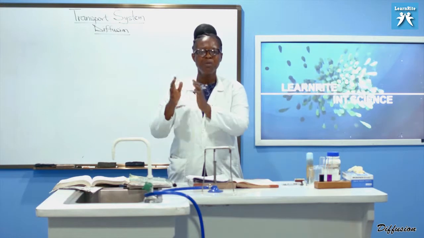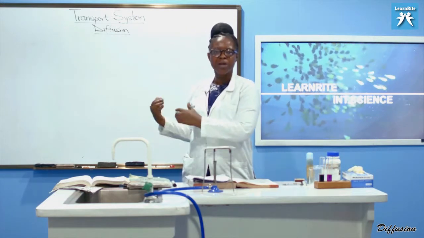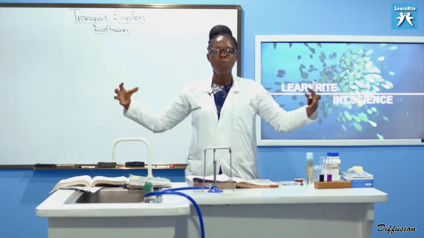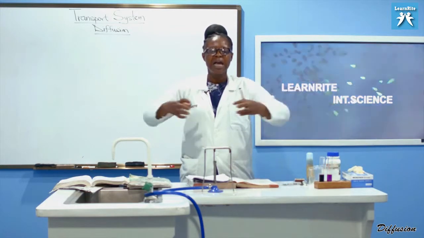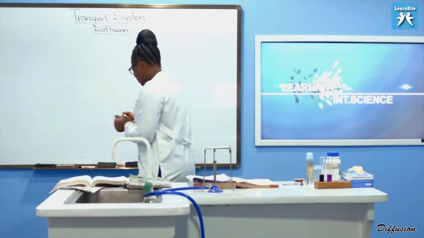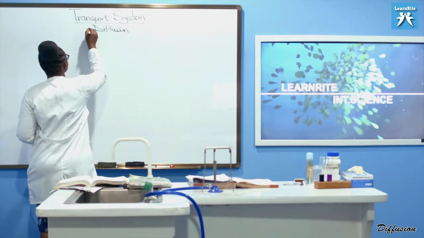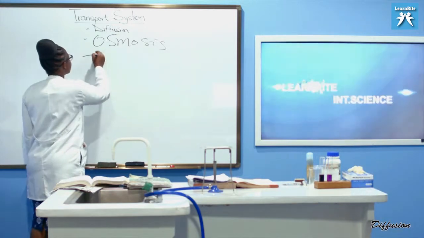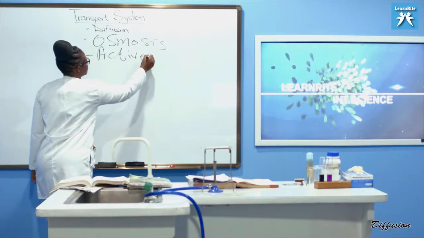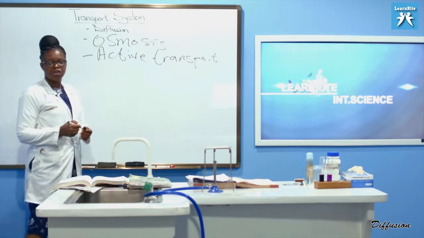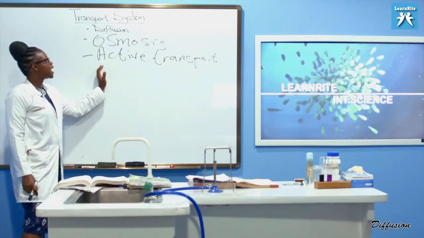Now, as I said earlier on, people travel in three main ways. In the same vein, when it comes to living organisms, we have three main ways by which substances move into the cells and also come out from the cells. And these processes are: one, diffusion; two, osmosis; then three, active transport.